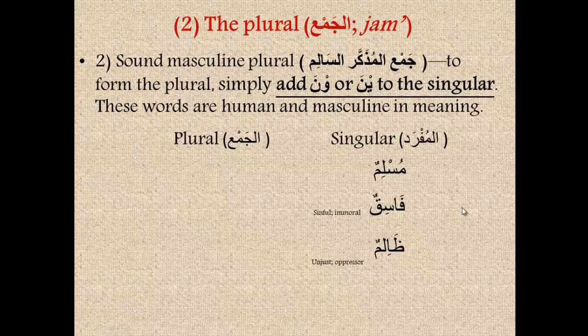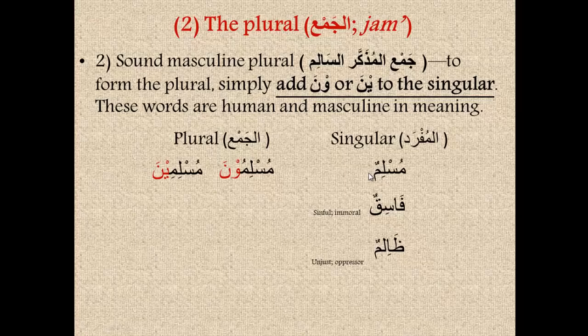Let's take three examples. We have muslimun, which is one male believer of the Islamic faith. Mufrad. To make the jama' or the plural, we add una or ina to the end. So we get muslimuna or muslimina.